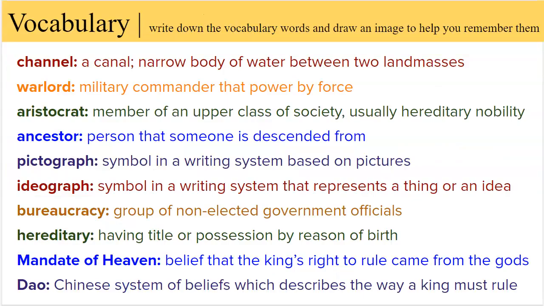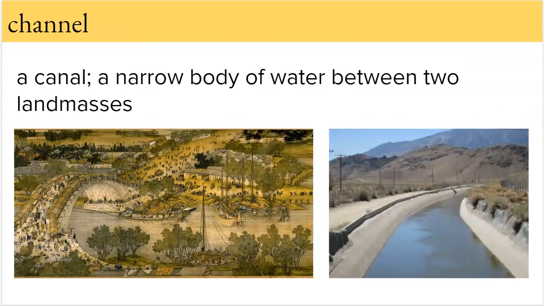Now on to vocabulary. I would recommend that you write down the vocabulary words and maybe draw an image to help you remember them, or write down key ideas from the definition. I am now going to go through each of the 10 vocabulary words from 10.1, and these are listed in the order that you will see them in the reading. The first word is channel, which is another word for canal, or a narrow body of water between two land masses.